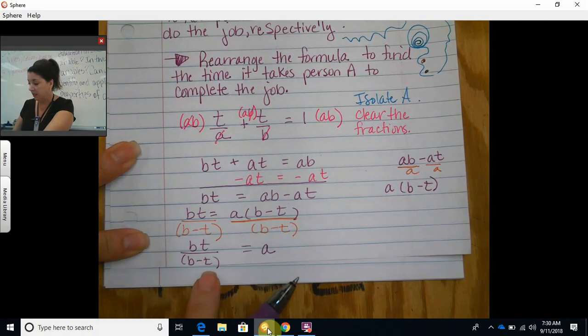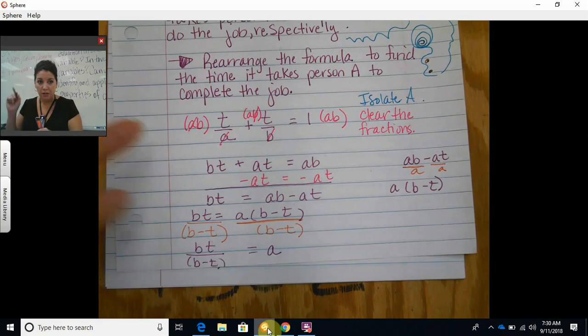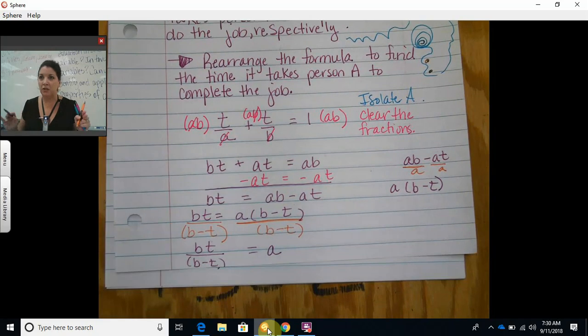And those cannot cancel because I have a monomial in the top, a binomial in the bottom. That binomial could only cancel with another b minus t. Okay? So A is isolated. There's nothing else I can do. That's my answer. When you have multiple variables like that, you're not just going to simplify for a number.